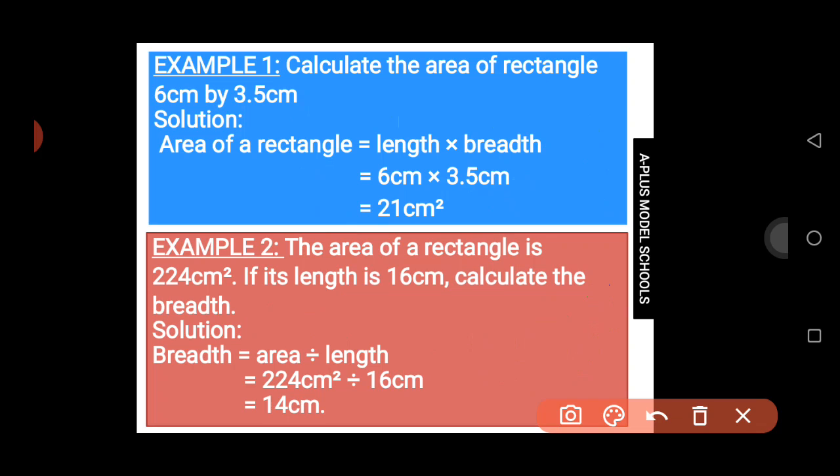So here we are looking for the breadth of the rectangle, where the formula is area divided by the length. So we have the area here to be 224 divided by the length, which is 16 centimeter. So what can go in 16 and will also go in 224?